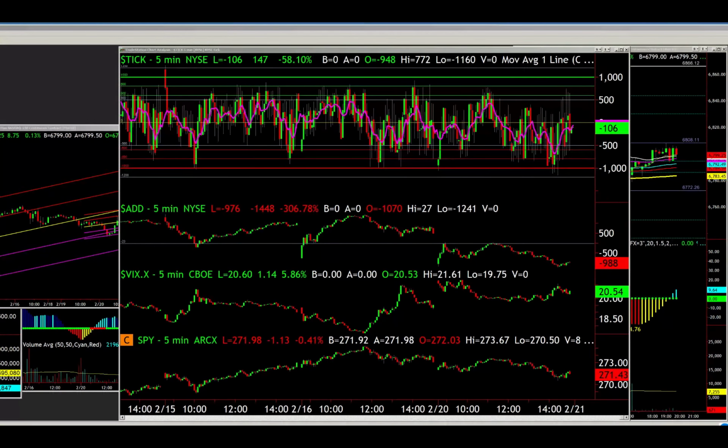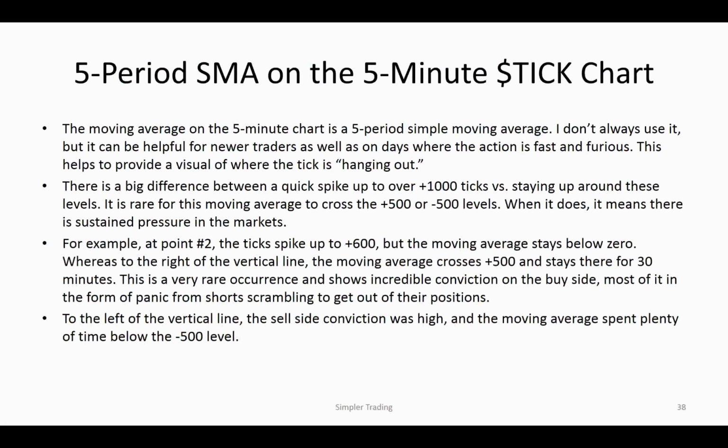And then let me grab these. All right, there. Okay, so, and the symbol is $TICK. TICK. Yeah, and you guys will get a copy of these slides too.